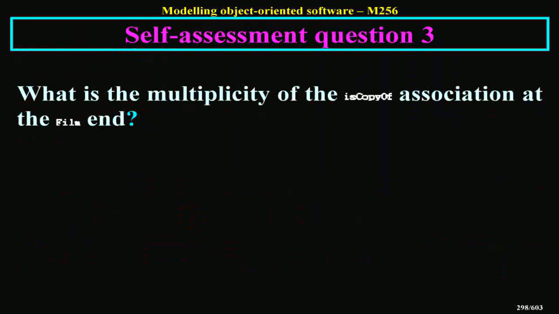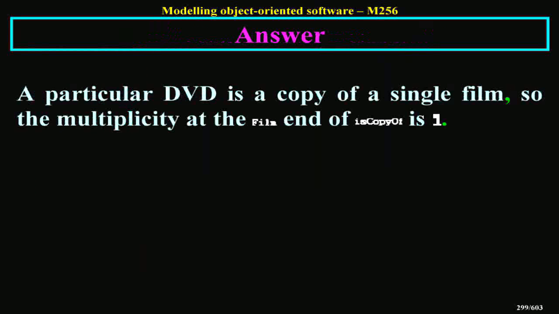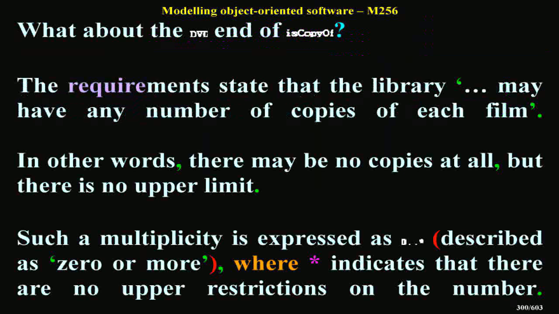Self-assessment question 3. What is the multiplicity of the association at the end? Answer. A particular DVD is a copy of a single film, so the multiplicity at the end of is. What about the end of?